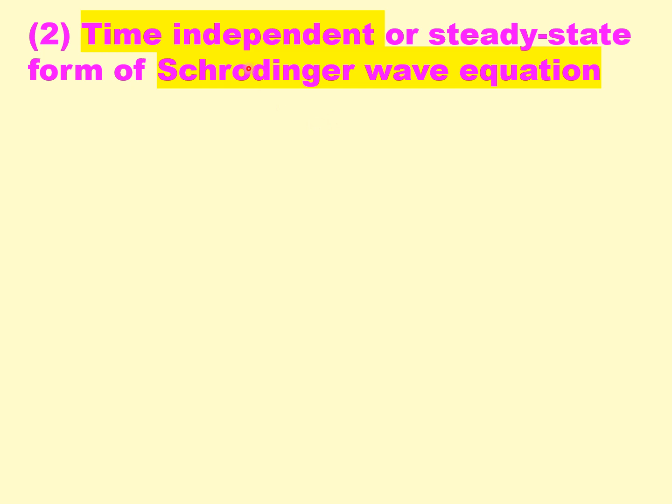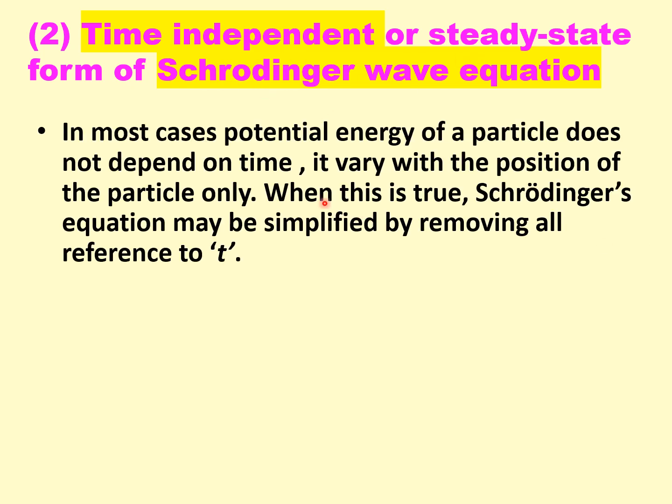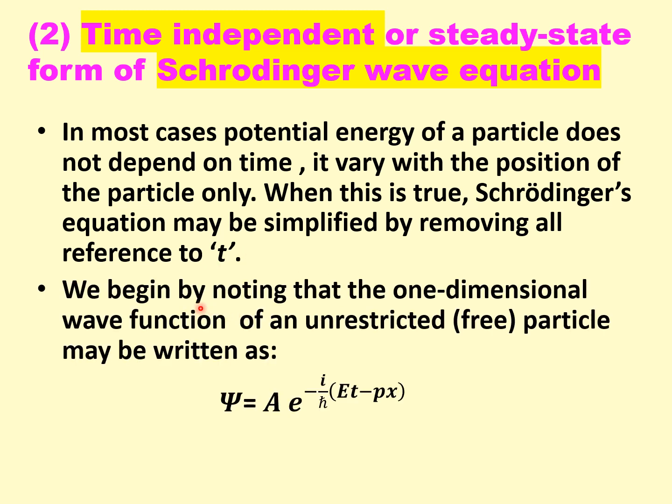Now we can find the time independent, or steady state, form of the Schrodinger wave equation. The potential energy in most cases does not depend on time; it varies with the position of the particle only. So we can take the equation by removing all the terms which have t in the wave function. If we have the wave function for a free particle like this, psi equal to A e raised to power minus i by h bar (Et minus px), this we have used earlier.